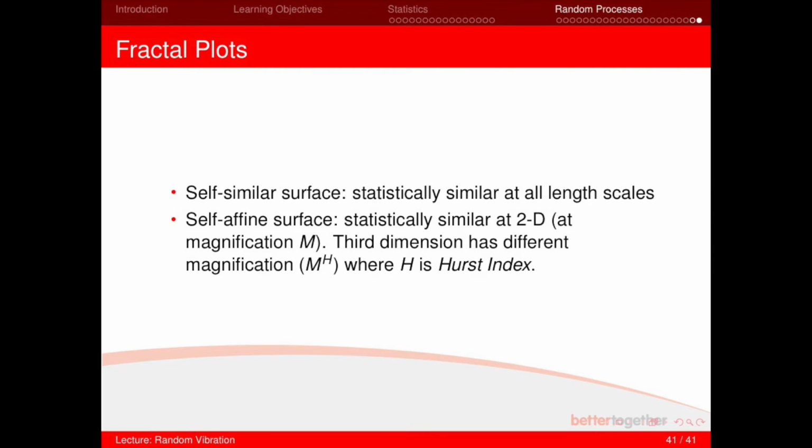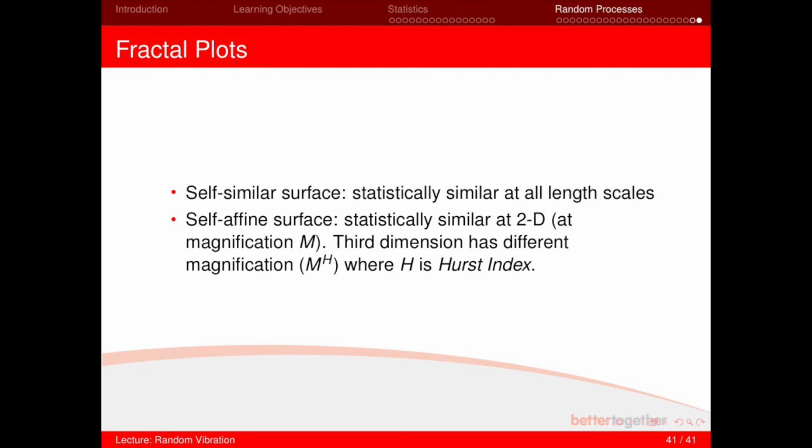Now, a self-similar surface, so this is a term, self-similar surface, means that it's statistically similar at all length scales, so that Mandelbrot set is an example of that. Now, a self-affine surface is similar in 2 dimensions, like the edge of something would be 2 dimensions, and that's the magnification m, but the third dimension has a different magnification, m to the power of h, where h is known as the Hurst index.